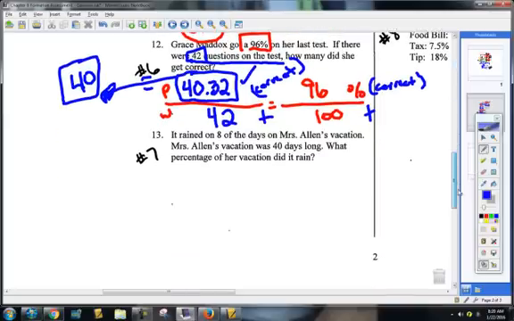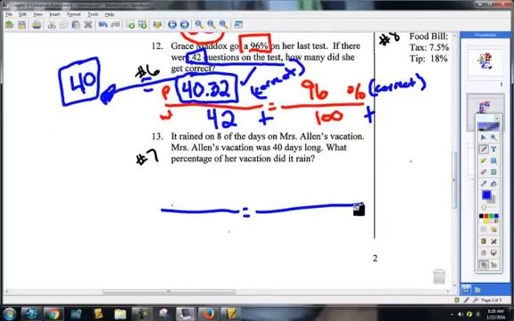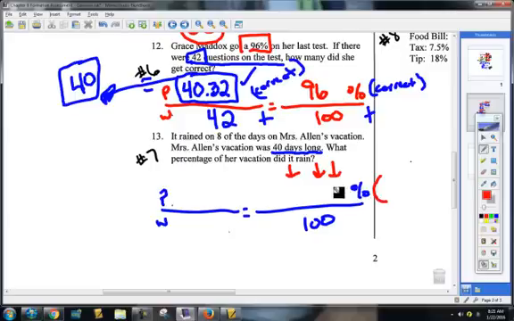Okay? Number 13. Again, we are going to be doing a percent proportion. If you didn't do it, it's for sure wrong. It rained on 8 days of Mrs. Allen's vacation. Mrs. Allen's vacation was 40 days long. What percentage of her vacation did it rain? This one's a little bit different because we're trying to find the percent again, right? So what do we want to know? How long did it rain? So if that's the percent it rained, wouldn't this be the actual amount of days that it rained, guys? Yeah. And wouldn't this be the total number of days of her vacation?